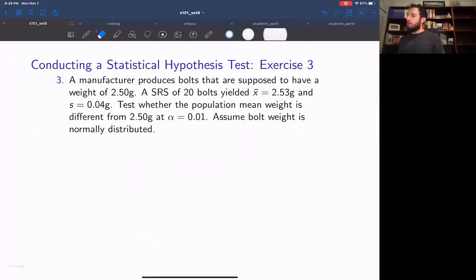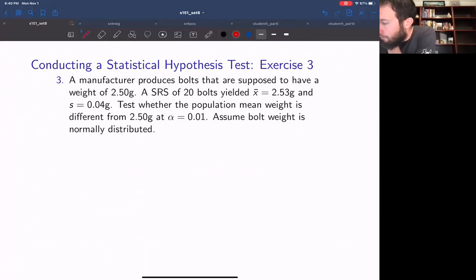A manufacturer produces bolts that are supposed to have a weight of 2.50 grams. A simple random sample of 20 bolts yielded X bar equals 2.53 grams and little s equals 0.04 grams. Test whether the population mean weight is different from 2.50 at alpha equals 0.01. Assume bolt weight is normally distributed.